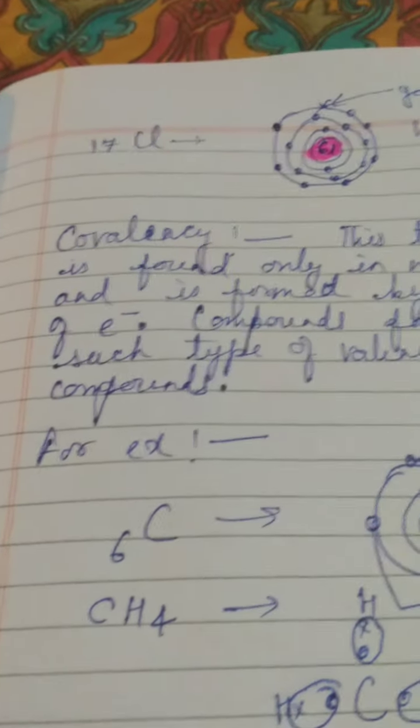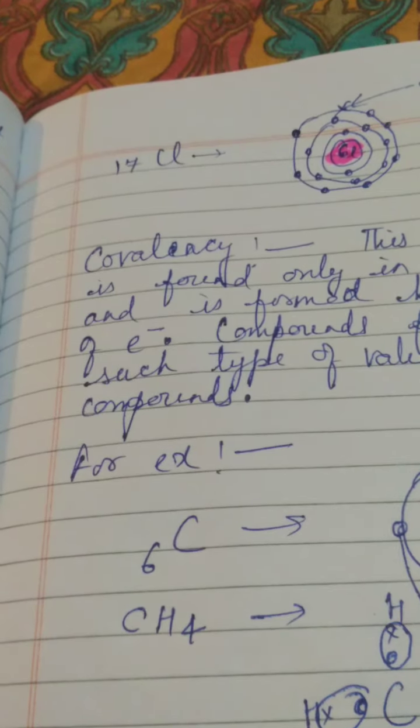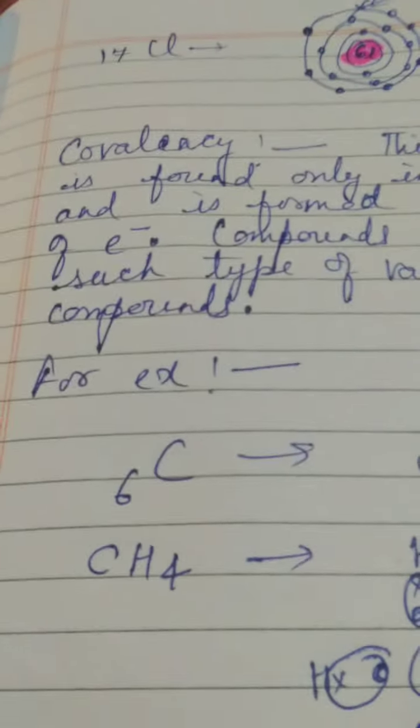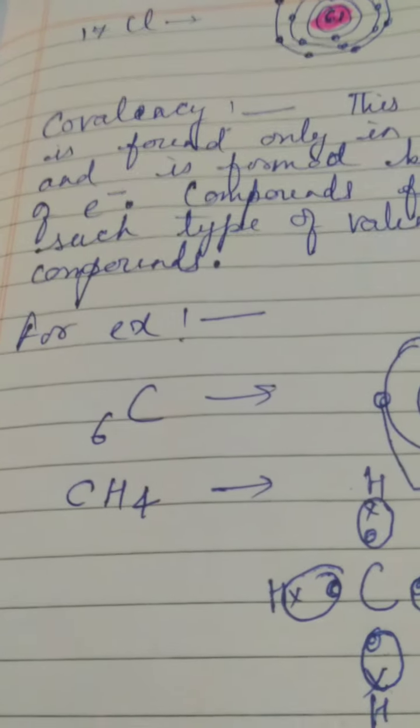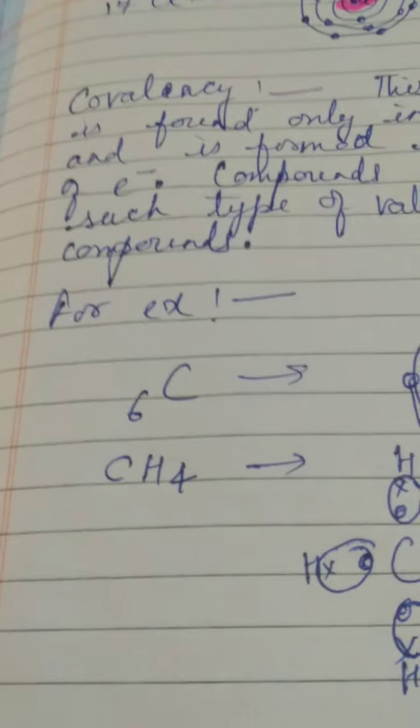Now I hope that you must have understood about the electrovalency, which is formed in the metals by losing and in non-metals by gaining electron. I am coming to the next type of valency, which is your covalency. Now try to understand what is covalency. Co means what here? Cooperate.